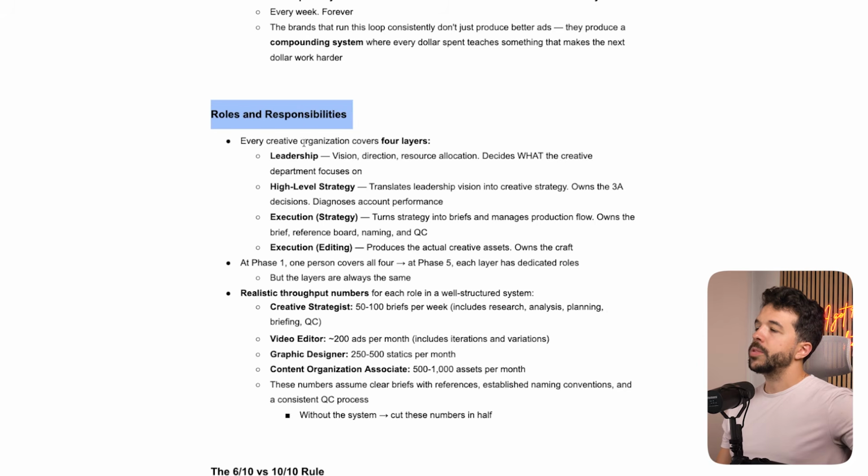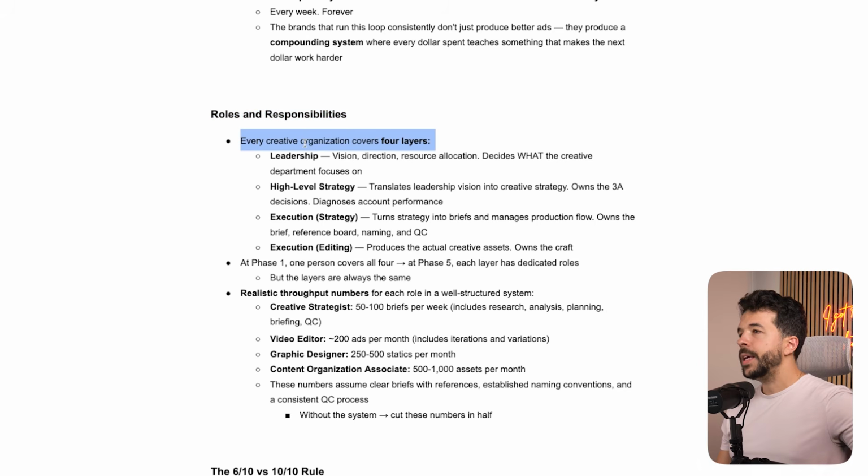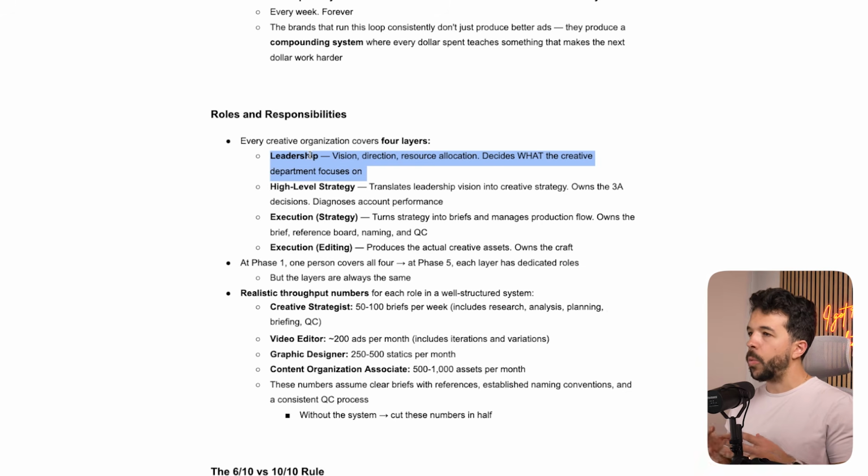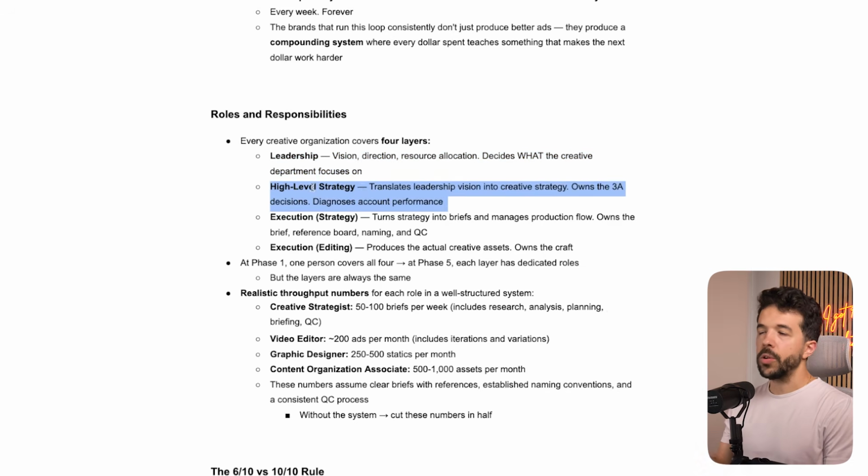Now, in terms of roles and responsibility, every creative organization covers 4 layers. And these are leadership, which is basically the vision, direction, resource allocations, and this is what the creative department focuses on. And this is usually, if you are the brand owner, the last piece that you let go of. Then you have high-level strategy. This is where the vision of the leadership gets translated into creative strategy. This is where you own the 3A decisions. This is where you diagnose the account performance.